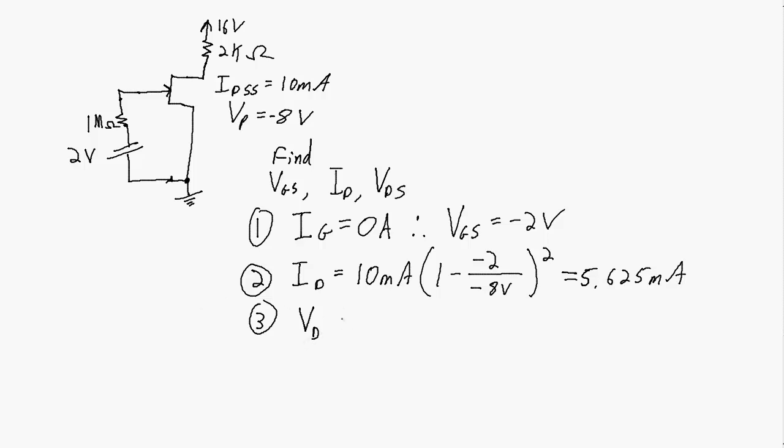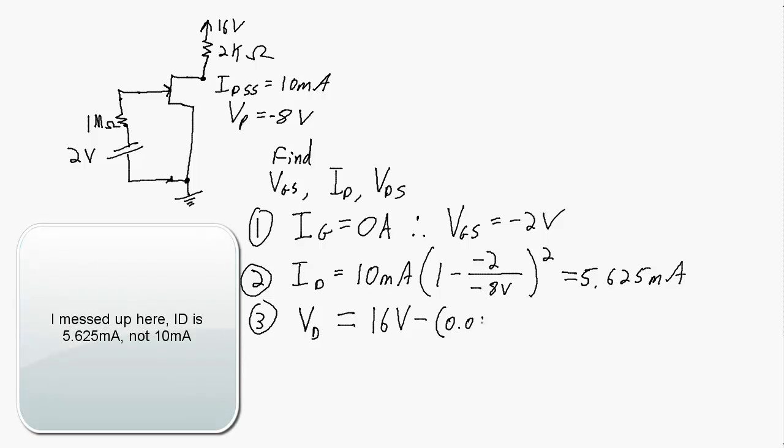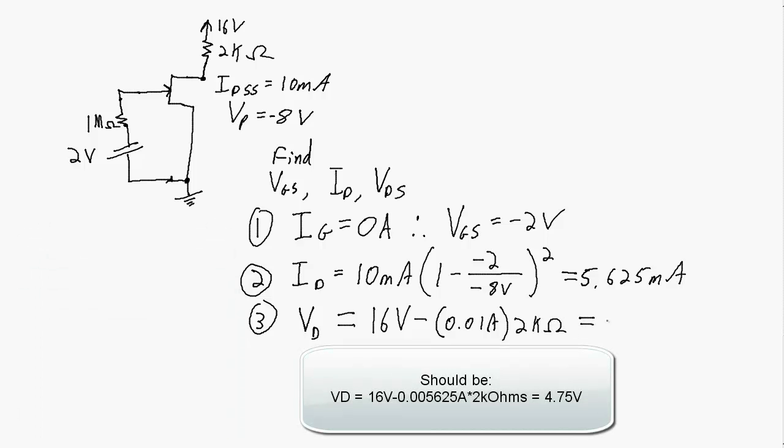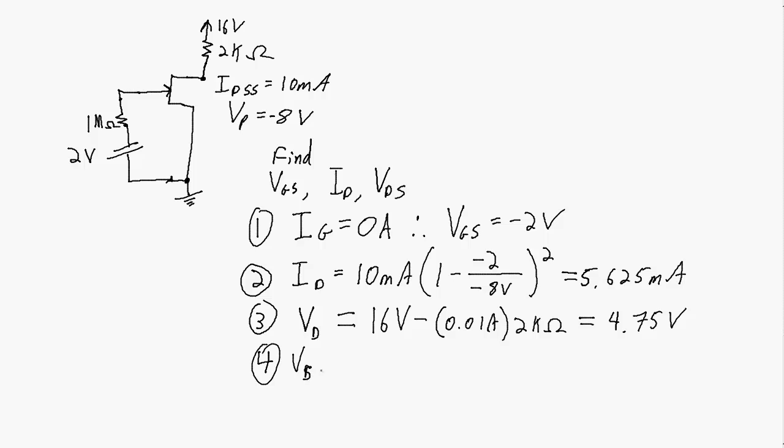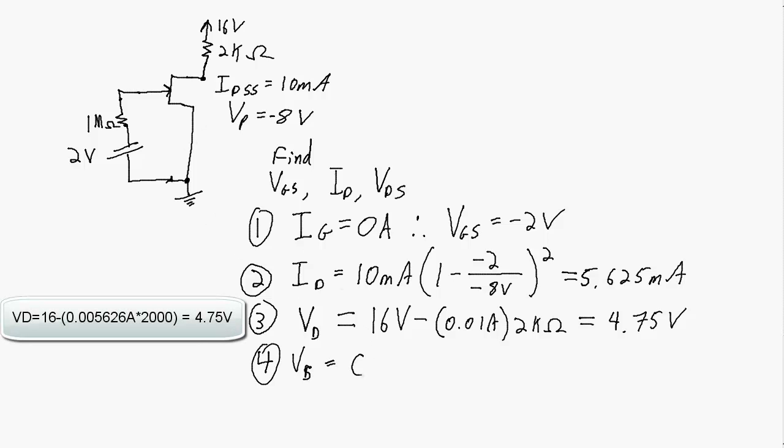So we can use Kirchhoff's voltage law to figure out the drain voltage and the source voltage and then the VDS. The drain voltage is the voltage at this point with respect to ground. We've got 16 volts from the source. We're going to have some amount of drop across the 2 kilo ohm resistor, and that drop is just based on Ohm's law, 0.01 amps times 2 kilo ohms, and that all works out to 4.75 volts. The source is connected straight to ground, so VS is equal to 0 volts. Therefore, VDS is equal to 4.75 minus 0, or 4.75 volts. So we've got the operating point. We've figured out where on the transfer curve we are and what our drain source voltage is.